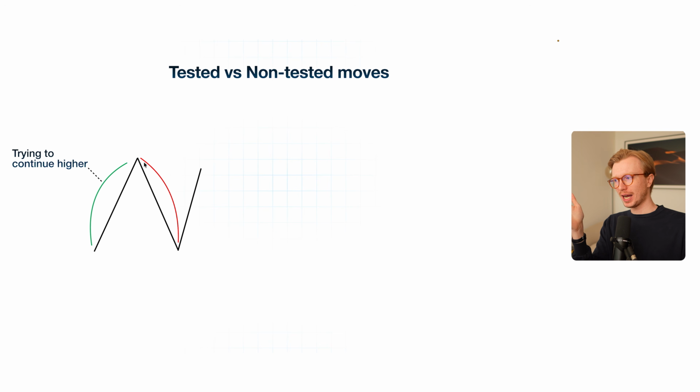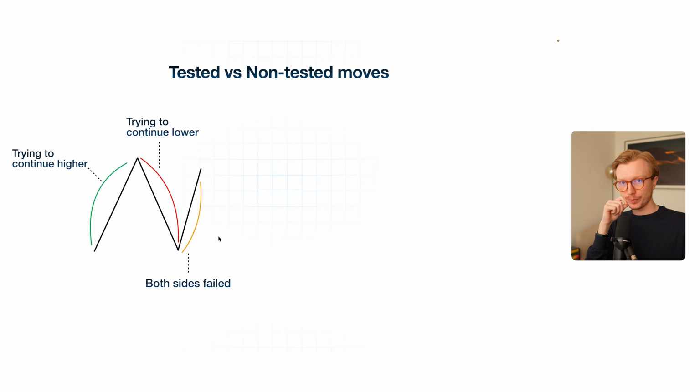So it's not really continuing higher. At the same time, it's also not continuing lower. We have equal. You can see the bullish legs right there are of equal or similar size as the bearish legs right there. So there's inherently not a stronger momentum side at that moment. So right here, we are trying to continue higher. We are trying to continue lower. Both sides failed right there.